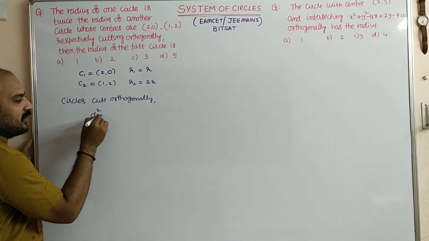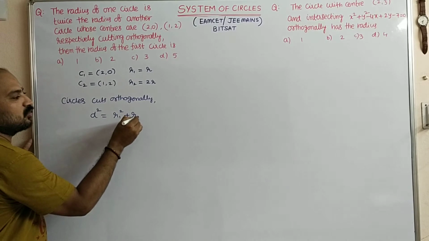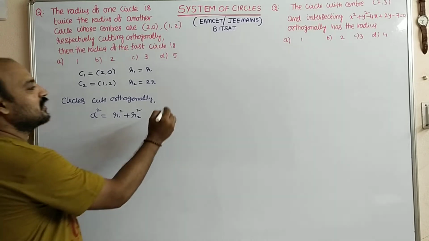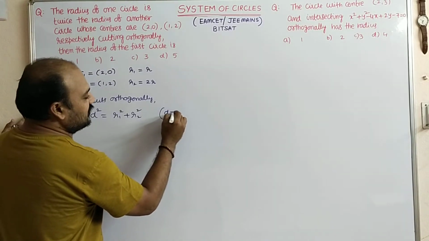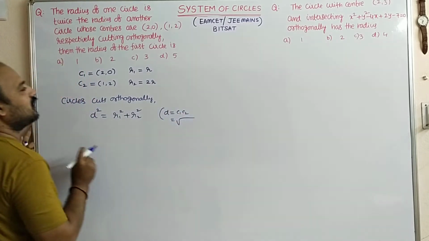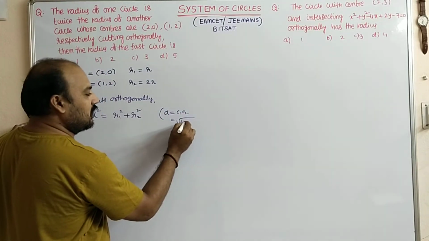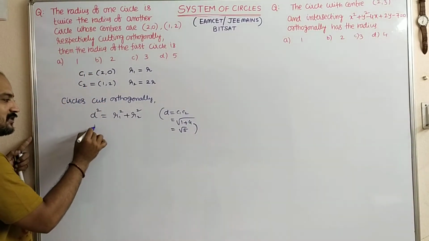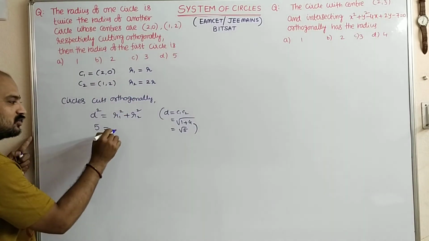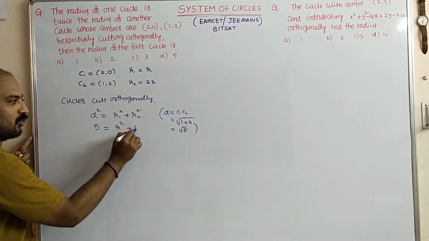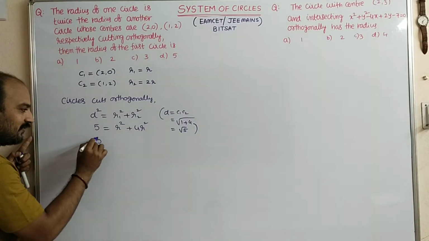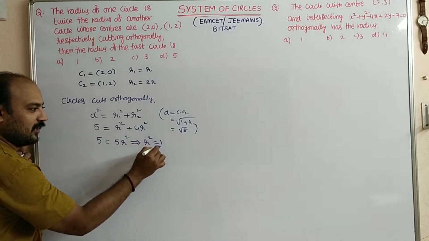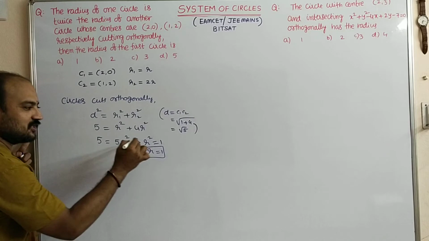When the circles cut orthogonally, we have d square equal to r1 square plus r2 square. What does d represent? d is the distance between their centers. See here, d equals C1C2, that is equal to root of (2 minus 1) whole square, so 1, plus (0 minus 2) whole square, 4, so root 5 is the d value. So d square means root 5 whole square, equals r1 square, so r square, plus r2 square, 4r square, that is (2r) whole square. So 5 equals 5r square, which implies that r square equals 1. So r is equal to 1. The radius is always positive, that is the reason.